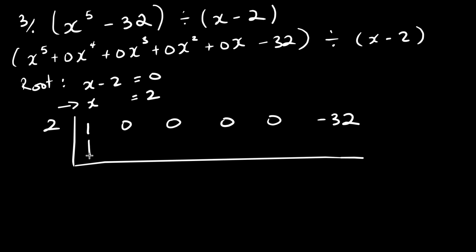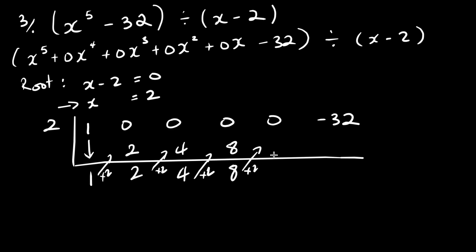And of course, we start there, pull this down, and in this process, the synthetic process, we're just going to multiply this term here by our root, which is 2, and then we're going to add. So we're going to get 2. Multiply by 2, we get 4, and we add. Multiply by 2, we get 8, and then we add. Multiply by 2, we get 16, and we add. Multiply by 2, we get 32, and we add.